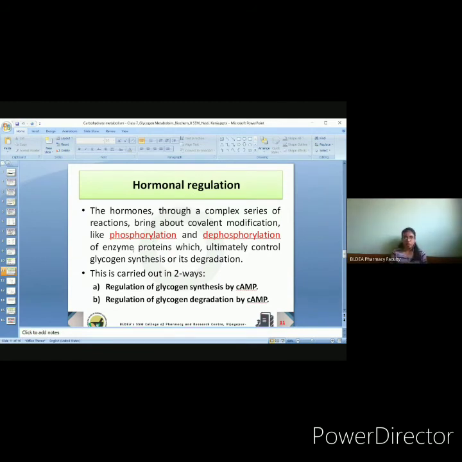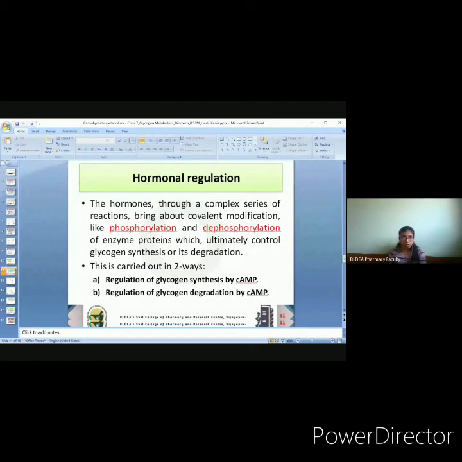So how is this facilitated? That will help in either synthesis or degradation, depending on phosphorylation and dephosphorylation. Now this hormonal regulation is mediated by cAMP, that is cyclic AMP. This cyclic AMP has two different roles: either it will help in synthesizing or it will help in degradation. How? We can see in this next picture.